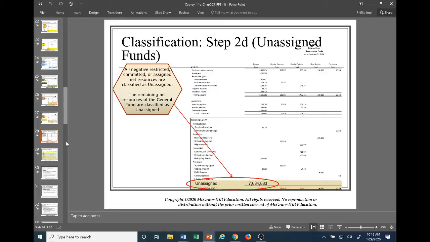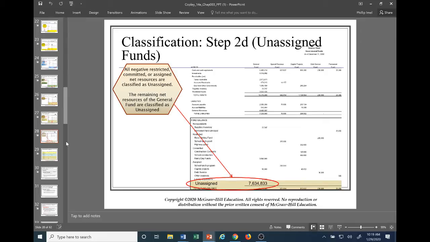Okay, the last one is unassigned, right? So obviously we know all positive unassigned funds are in the general fund, right? They cannot be in any of the other governmental funds, only the general fund. So it says all negative restricted, committed, or assigned net resources are classified as unassigned, okay? Then the remaining net resources of the general fund are classified as unassigned. So obviously, second part of that statement, anything remaining that's positive in the general fund needs to go to unassigned if it's there, right?